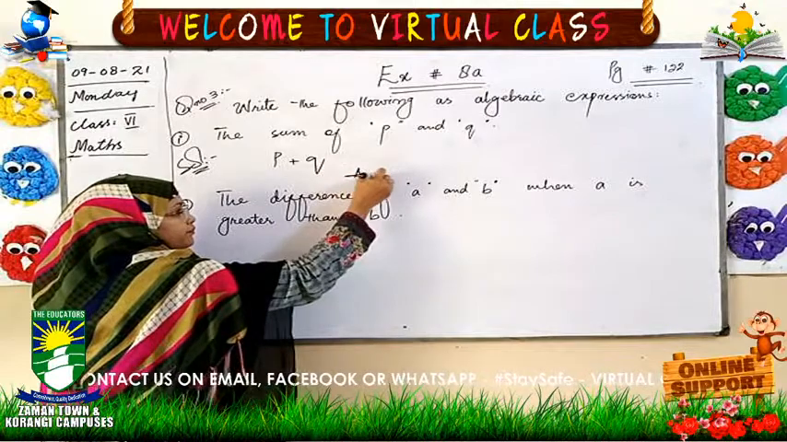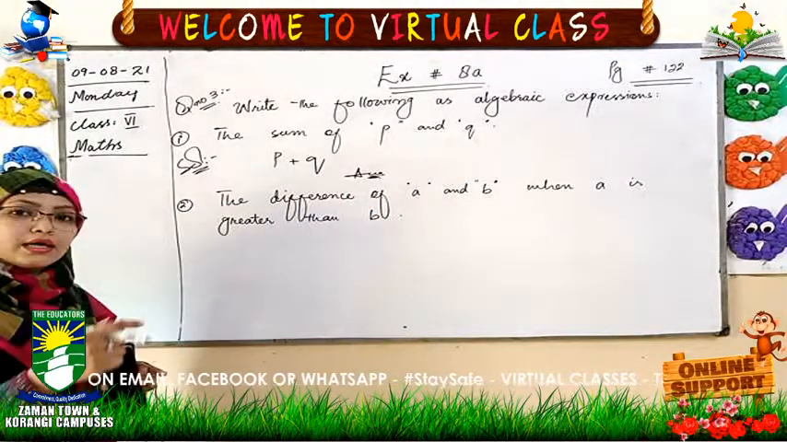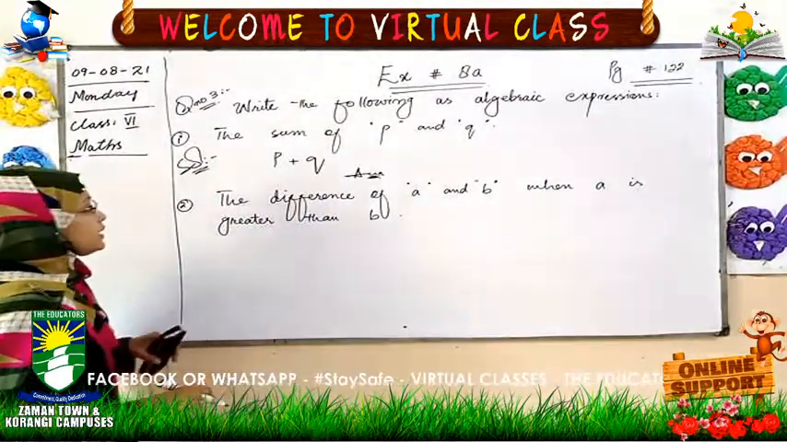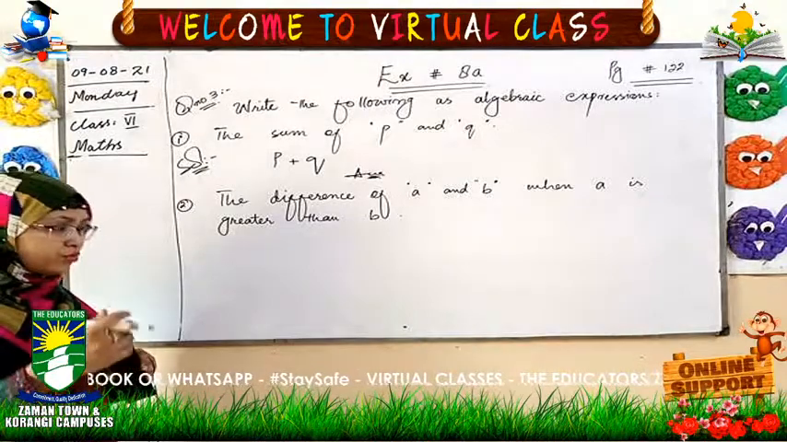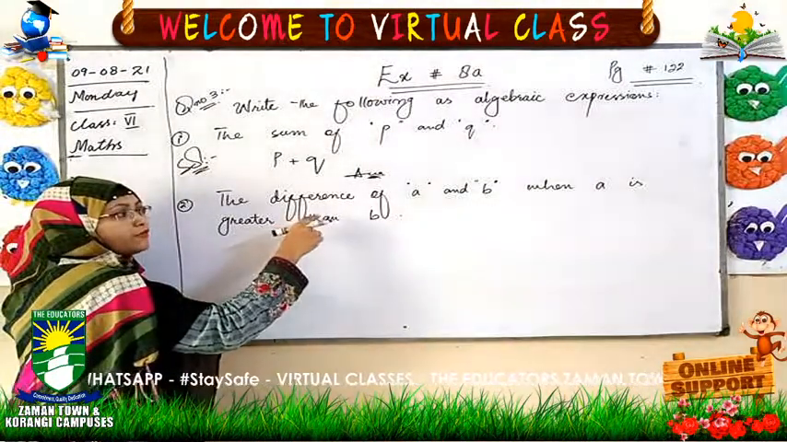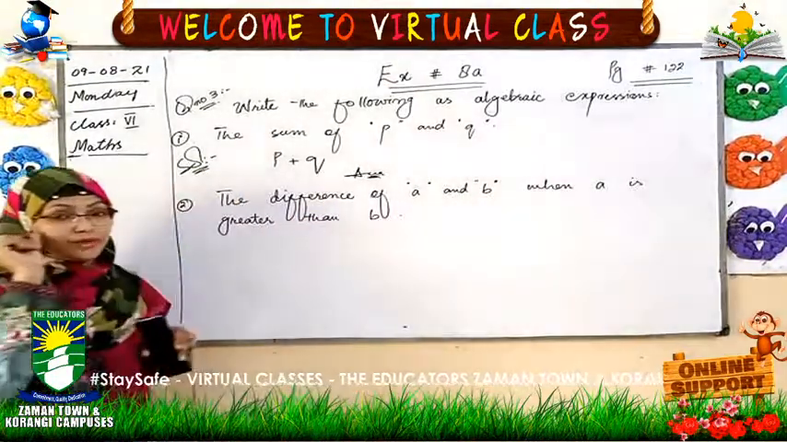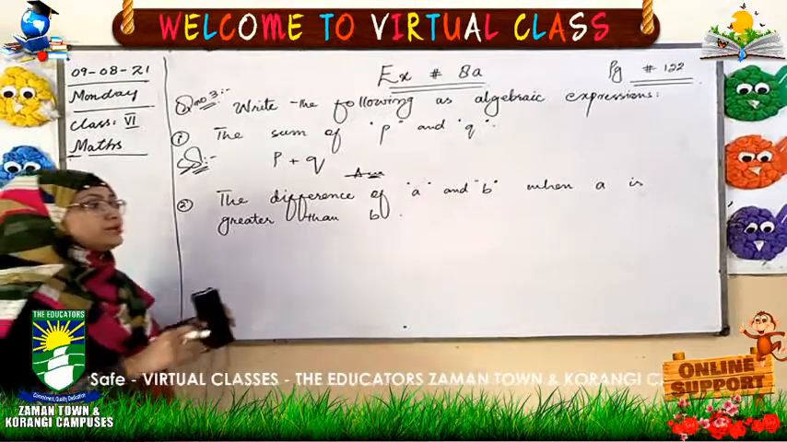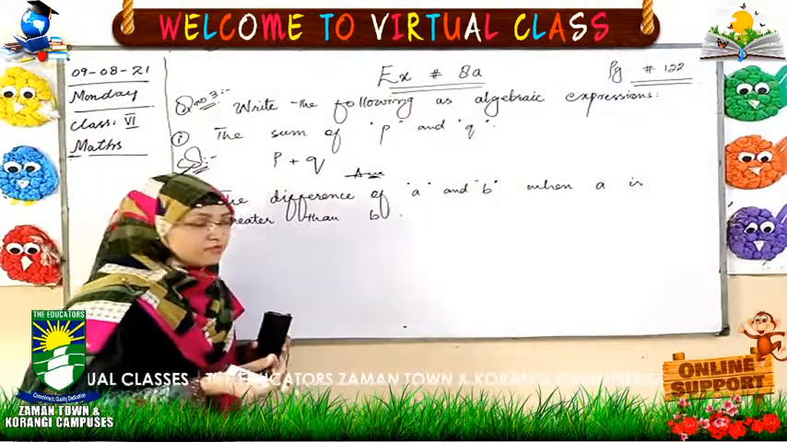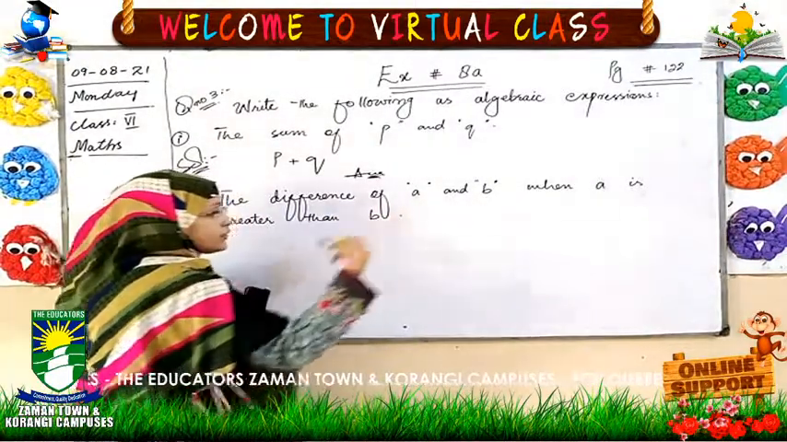Okay. You have to write an algebraic expression for the given sentences. So this is the algebraic expression for the sum of P and Q. But you have to go according to the question as well. Like see the second part, the difference of A and B. When A is greater than B, you may have different statements. The question could be in a different way as well, like the difference of A and B when B is greater than A.